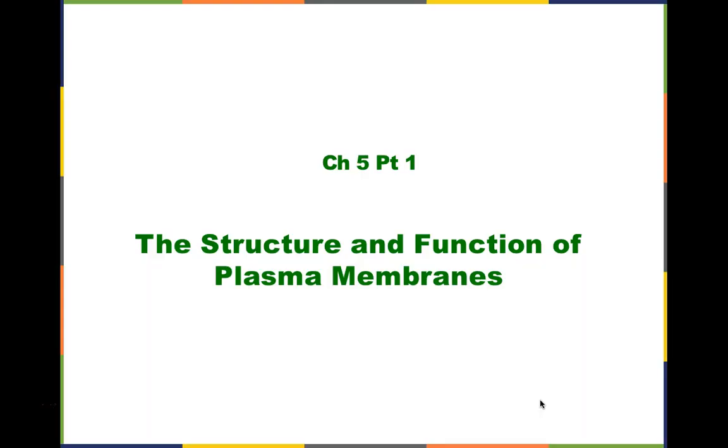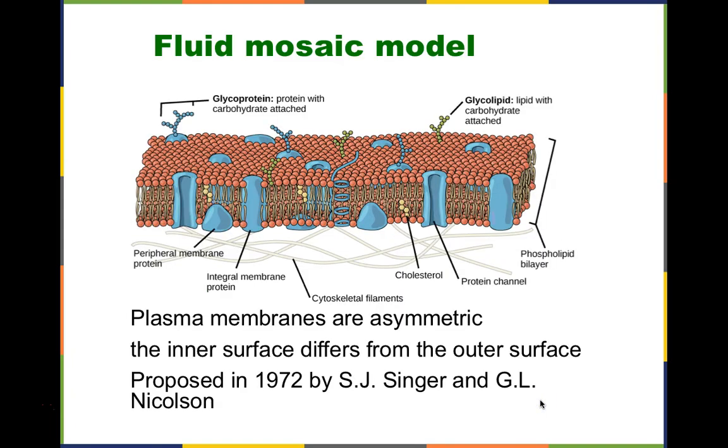Chapter 5, Part 1, The Structure and Function of Plasma Membranes. Plasma membranes, also called cytoplasmic or cell membranes, are fluid mosaics. We have biochemicals that are arranged closely together, but they're not all covalently bonded together. It's a very unique structure that's often held together by weak interactions as well as strong interactions.